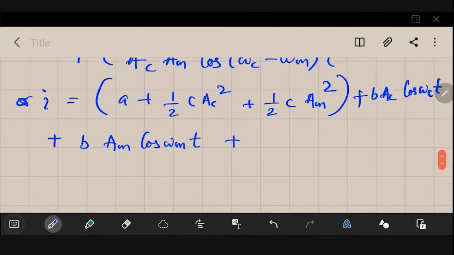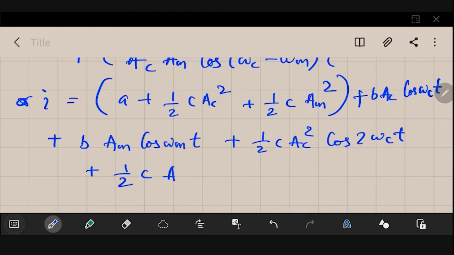So I will write here half C A_C square cos 2 omega_C t, and the other term is half C A_M square cos 2 omega_M t. So this is another part. Let me keep it in brackets so that I know this is a different term.